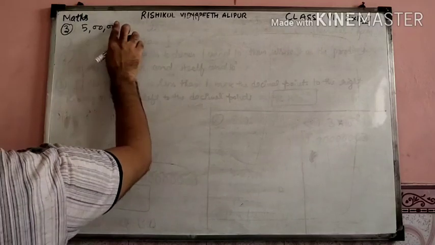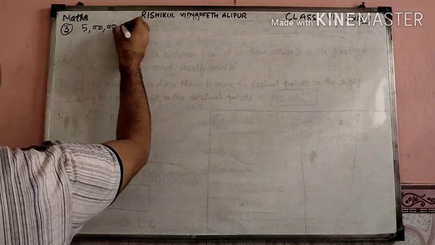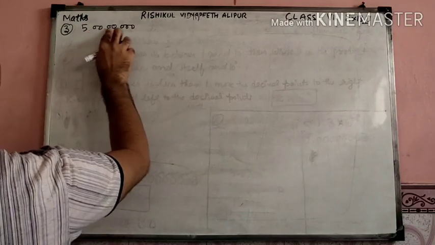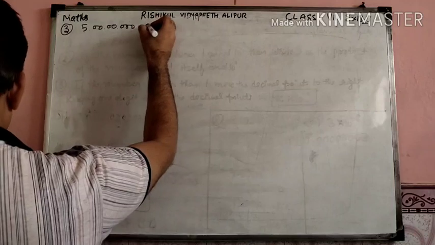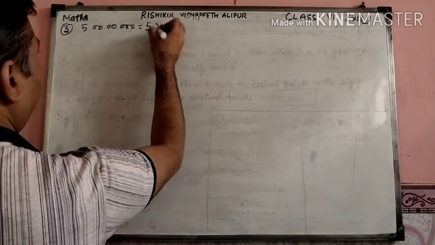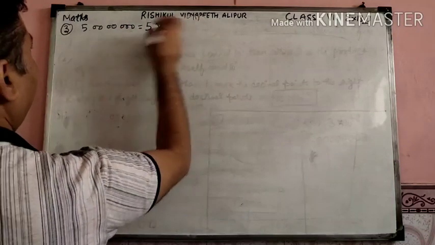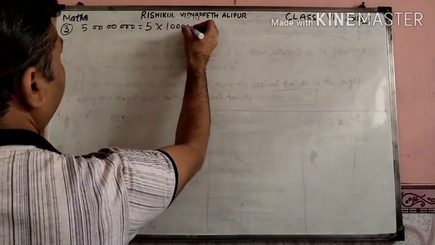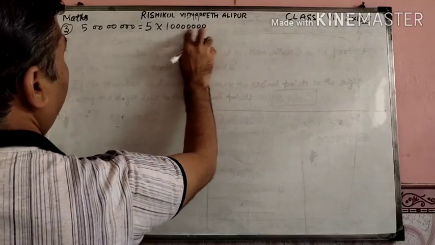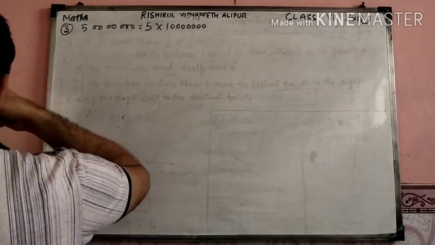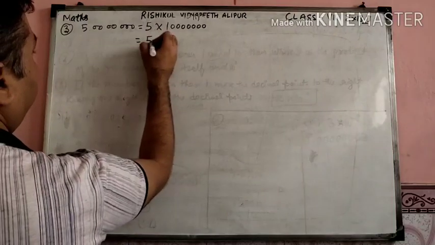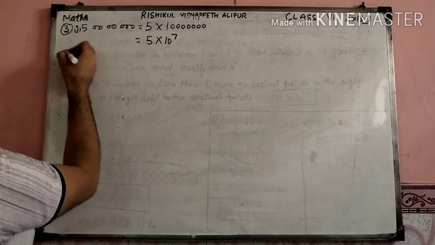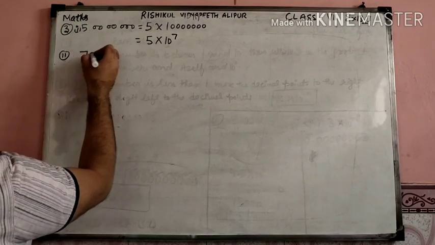You have to write this into... it can be written as 5 into how many zeros? 1 2 3 4 5 6 7. It can be written as... 3 3 6 and 7. We can write it as 5 into 10 raised to power 7. It's too easy, students.